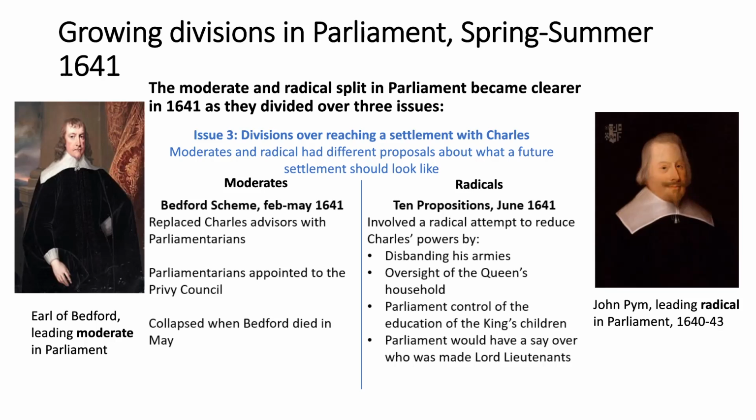Okay, so you can see the radicals wanted an extreme infringement on the royal prerogative, the moderates less so. The Ten Propositions were never really passed to Charles, probably because they knew he'd simply reject them, but they were debated in Parliament quite extensively. Various commissions were discussed, various issues were discussed in that regard.